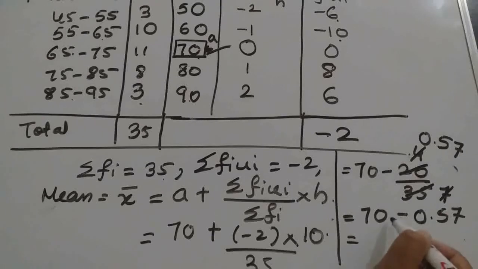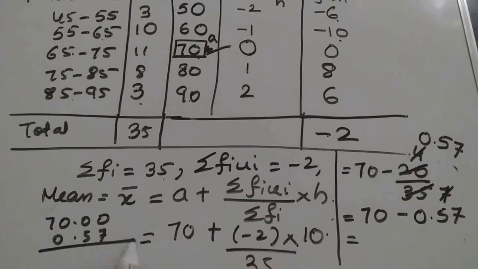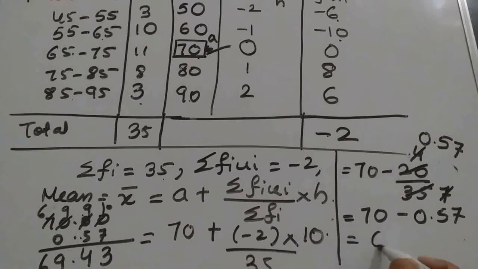That will give, we can subtract 70 minus 0.57. So this will be 10, this will be 9, this will be 9, this will be 6. So 10 minus 7 is 3, 9 minus 5 is 4, 9, 6. So 69.43 will be the mean literacy rate.